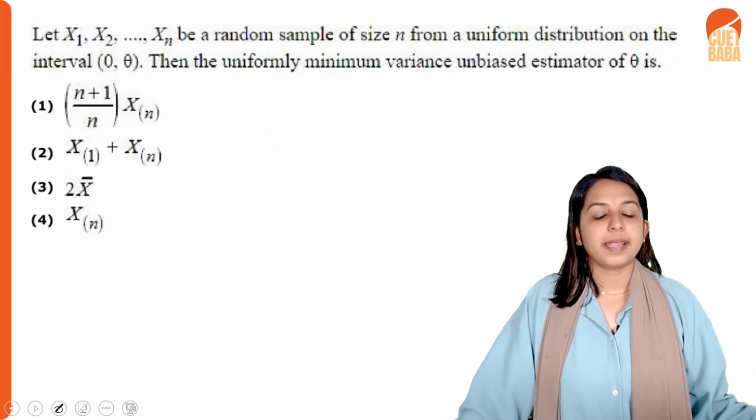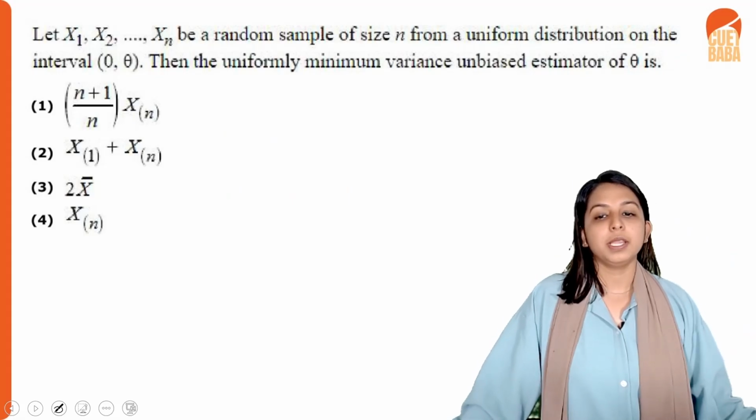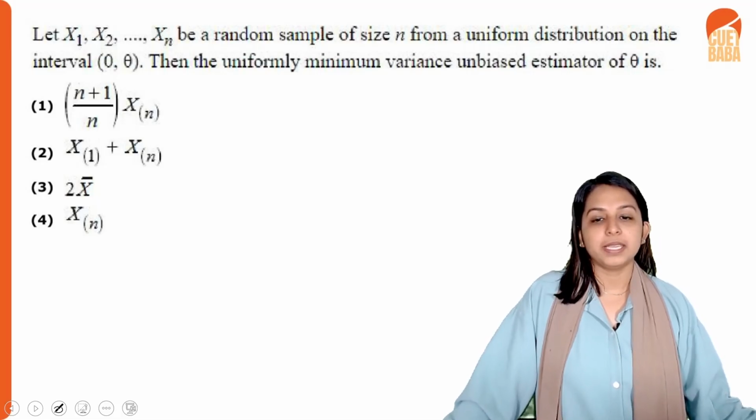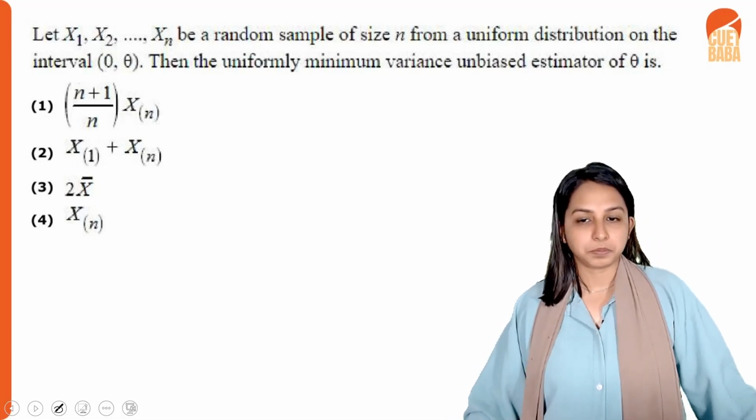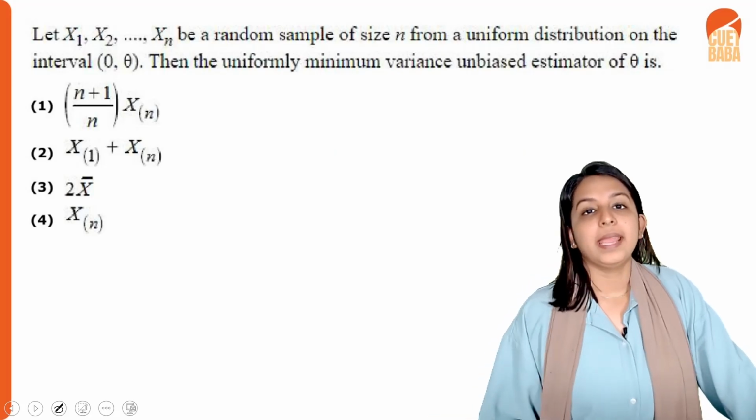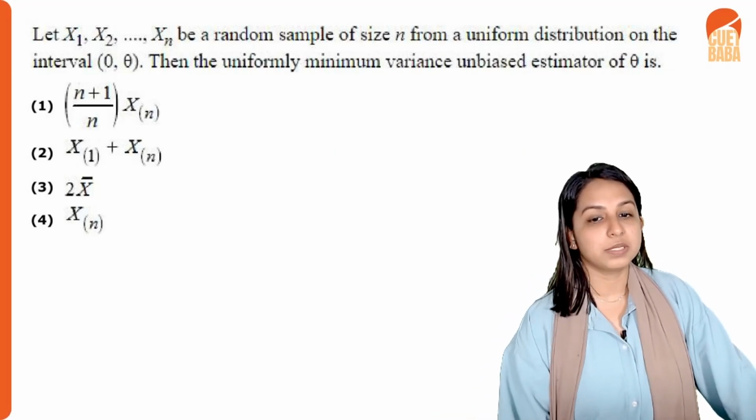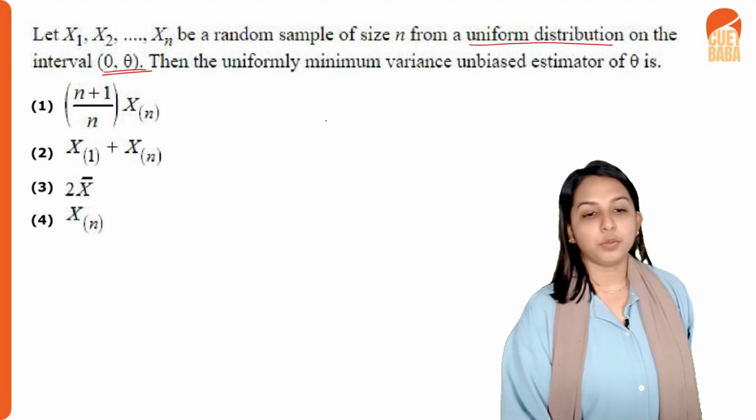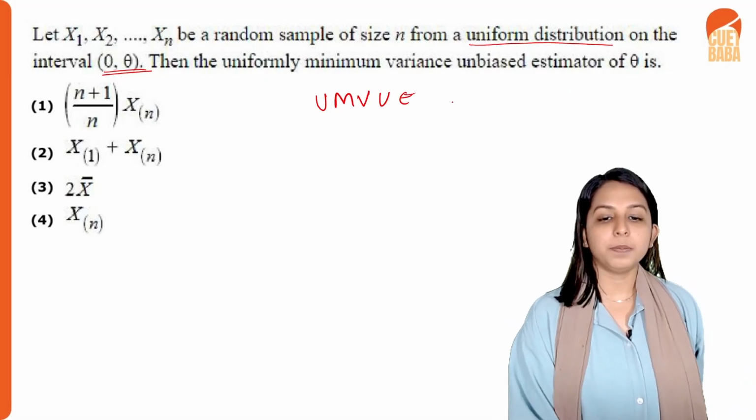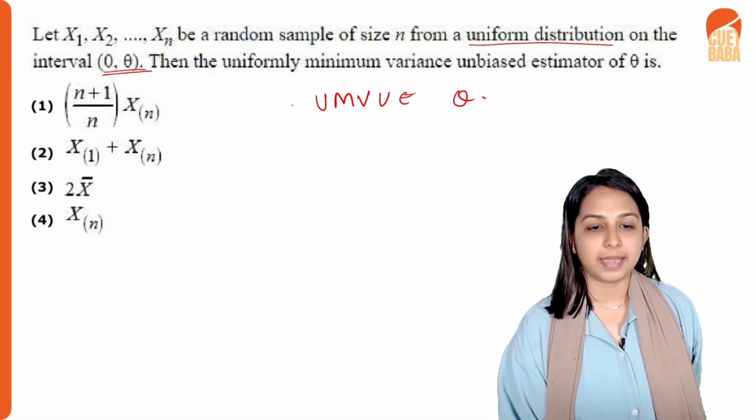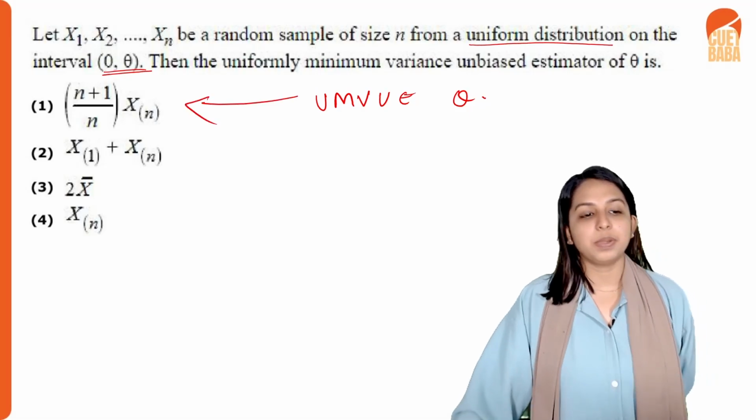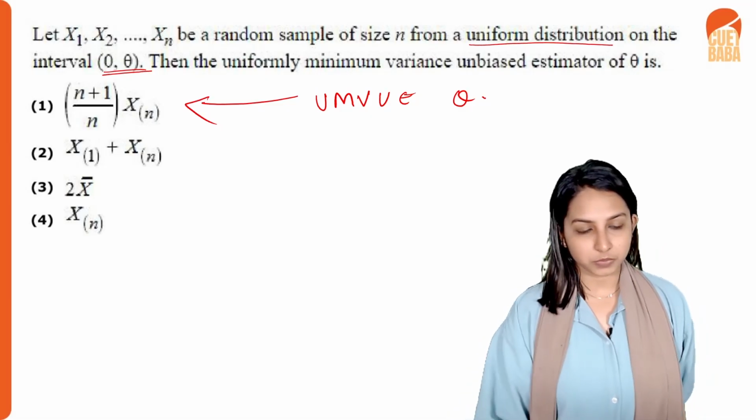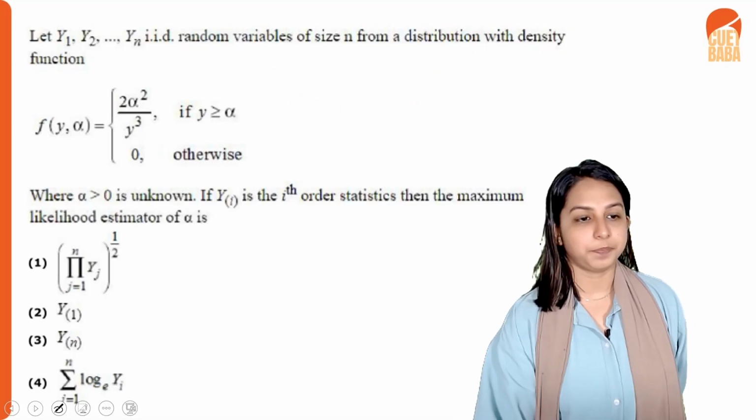Let X1, X2, etc., Xn be a random sample of size n from a uniform distribution on the interval 0, theta. Then the uniformly minimum variance unbiased estimator of theta is. That is, in the question, X1, X2, etc., Xn is a random sample of size n from a uniform distribution on the interval 0, theta. Then we have to find the UMVUE for theta. This is a direct question and the answer will be the first option, that is (n plus 1) by n into X of n, the nth order statistic. So the first option is the right answer.